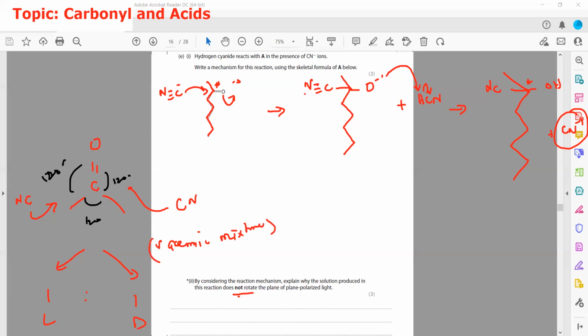Because this question is worth 3 marks, you have to mention that carbonyl groups are planar. That is 1 mark. Then the cyanide group, or CN group, can attack from the left hand side or either side, above or below, right or left. As a result, it will produce a racemic mixture, and that's why it does not rotate the polarised light.